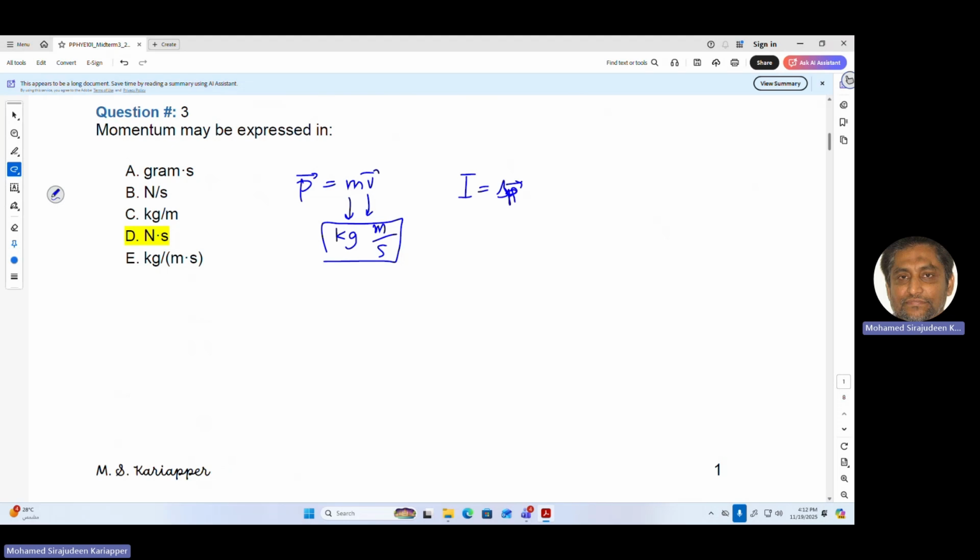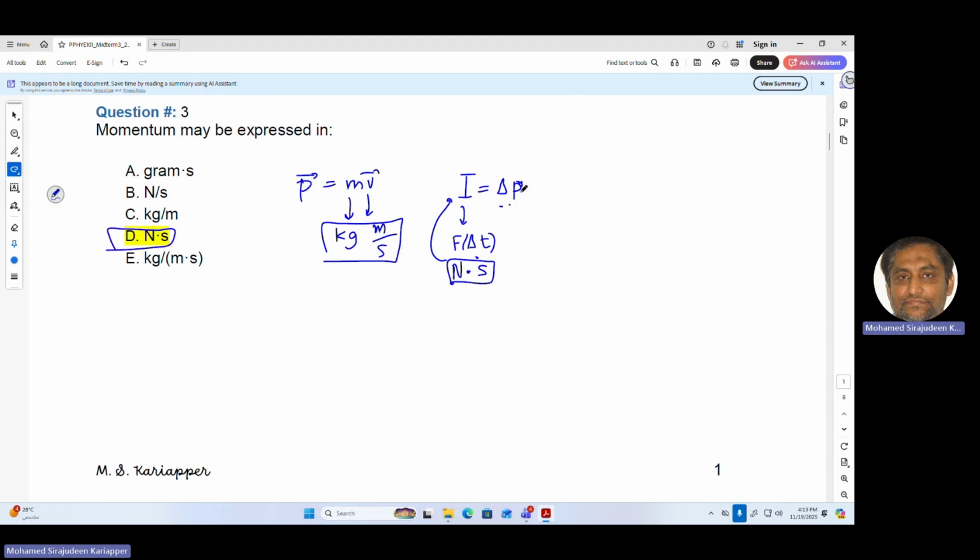According to this theorem, I know it is delta P. Delta P means P final minus P initial. So that means momentum unit and the impulse unit must be the same. And impulse is, by definition, force multiplied by the duration of the force. So force is Newton and time is second. So the unit for impulse is Newton second. Then, since they are related directly, that means momentum unit is also Newton second. So that is why this is the answer.